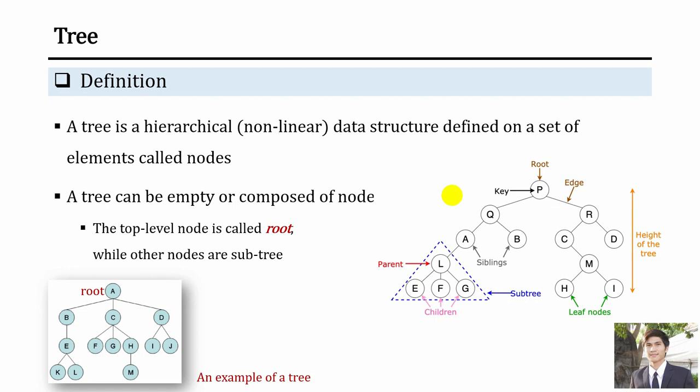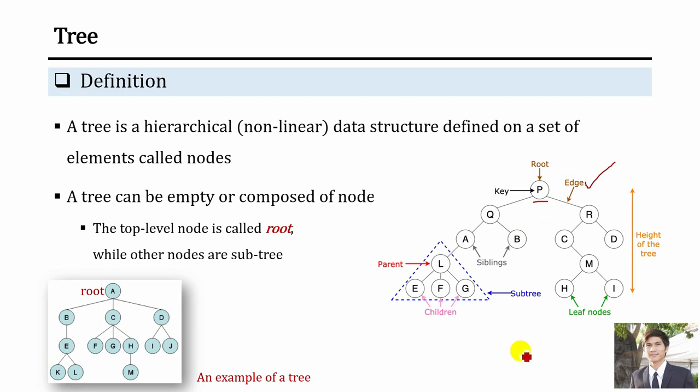If you look at the picture on the right here, we have the root, which is called P, right? P is considered the root of our tree, because it is at the top level. By connecting one node to another, we have a line, right? This is called an edge. Okay, these are some key terms.